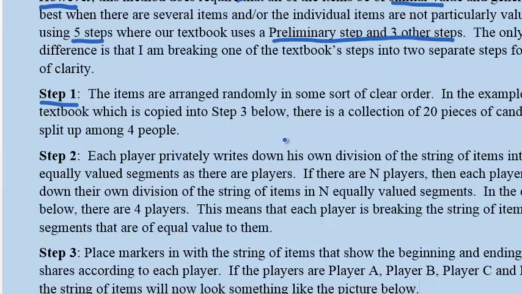Step 1. The items are arranged randomly in some sort of clear order. In the example in the textbook, which is copied into step 3 below, there is a collection of 20 pieces of candy being split up among 4 people.